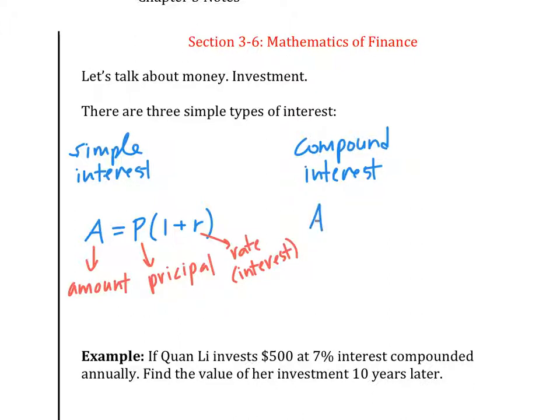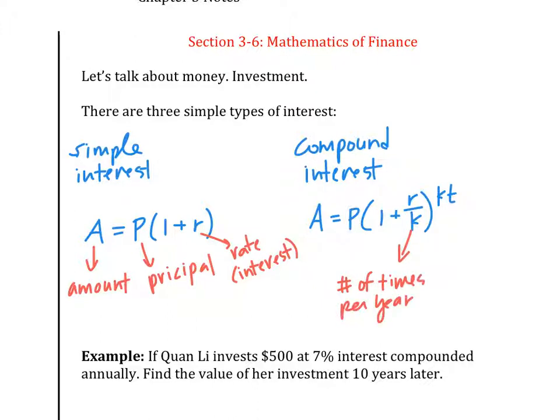That is A equals P times (1 plus R over K) to the KT. So this one's more involved. Everything is still the same. The only difference is you have this K. K means number of times per year. So this is the number of times you get interest every year.